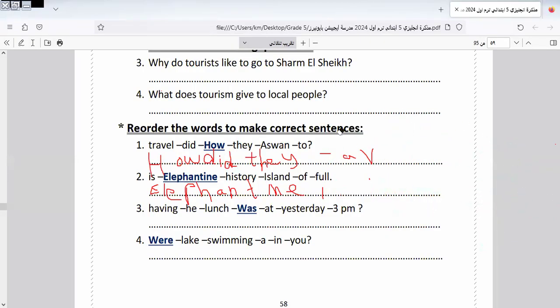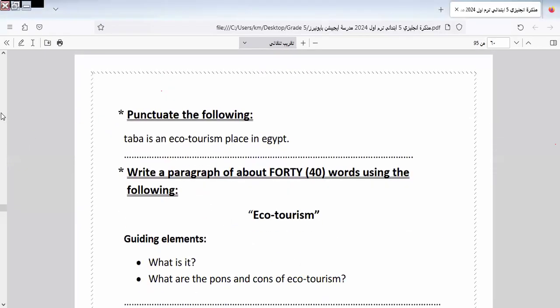Let's continue the rest of this exercise, because I want to end the video now and continue with unit 5. Okay, here we have punctuation. What can I do to punctuate? First of all, I underline the letter that I corrected. Here, Taba. Taba is a famous place. Can I write it like this? No, I can write it in capital letter. Taba is an eco-tourism place in Egypt. Egypt is not written like this because it's a famous place, it must be written in capital letter.